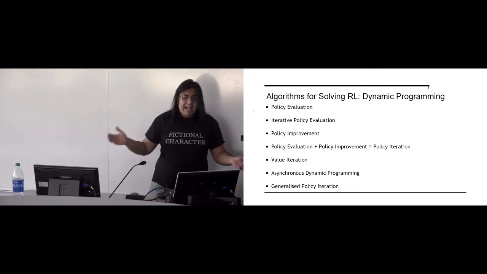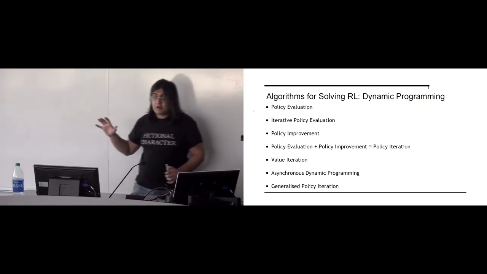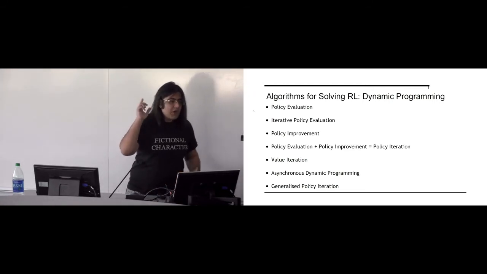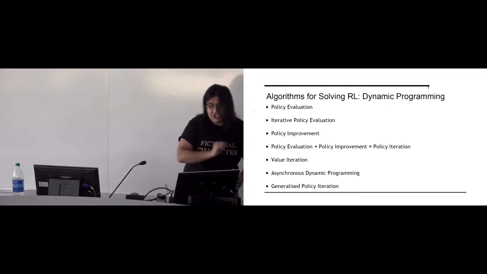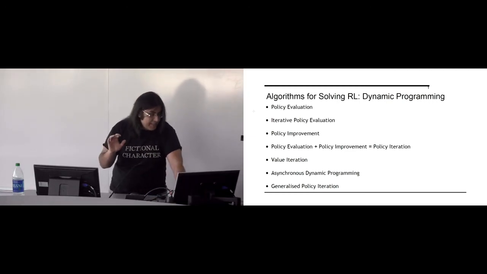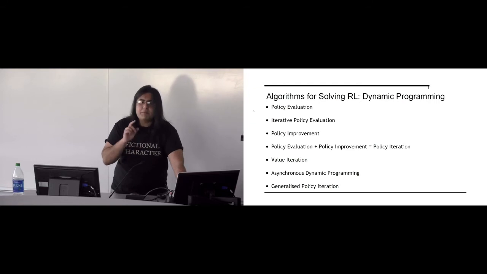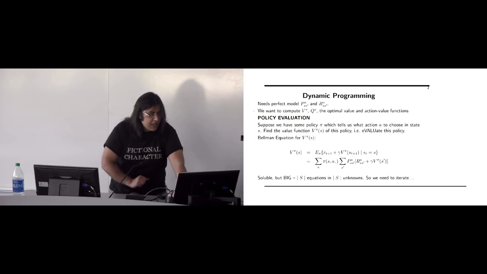All right, so what are the algorithms that can be used to solve RL based on this dynamic programming formulation? One of them is policy evaluation. Another is iterative policy evaluation. We'll go through both in this lecture. There's policy improvement, and then there's policy iteration again. There's a subtle difference between those, which we'll cover. There's value iteration. Asynchronous dynamic programming is not covered in our lectures. You can look into it from the book, but it's not part of our syllabus. And then we have generalized policy iteration.